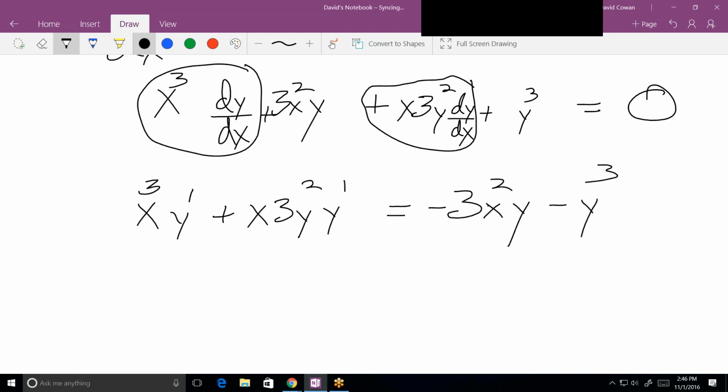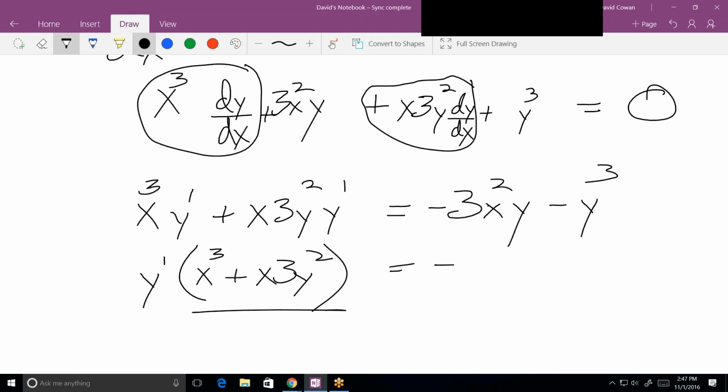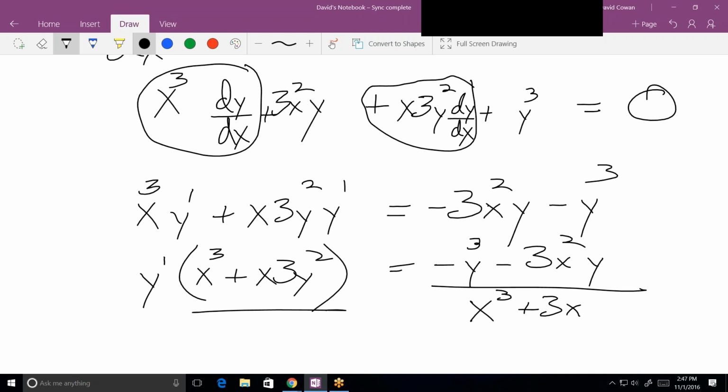Now, factoring. That's always where everybody gets tripped up. If you're trying to solve for y prime, factor it out. What's left? The x to the third plus 3xy squared. And I still have the same thing I had on the other side. Now to solve, you just divide by this coefficient. So my answer is, let's see, I'll put this in highest degree first, what was over there, and I'm going to divide by that coefficient. That coefficient is x cubed plus 3xy squared.